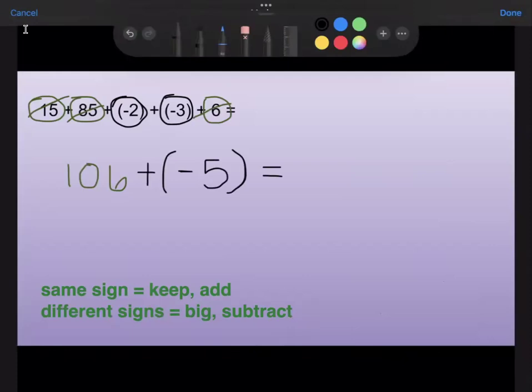Now when I have different signs, I'm going to keep the sign of the bigger number. 106 is definitely bigger than 5, so I'm going to keep that positive. And then if I subtract the numbers, 106 minus 5 gives me 101. So that would be the final answer to this expression, positive 101 or just 101.